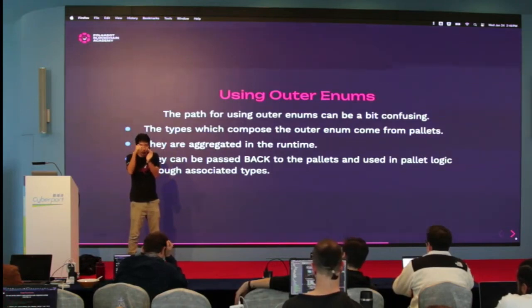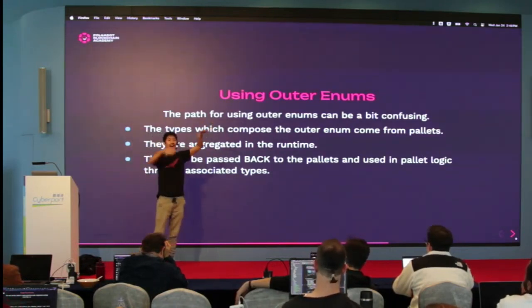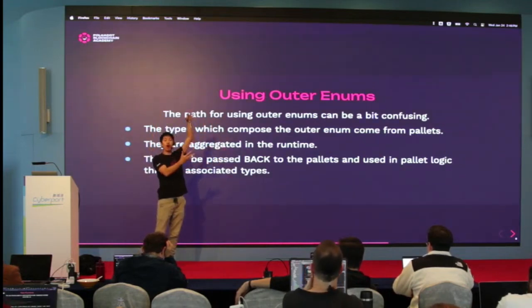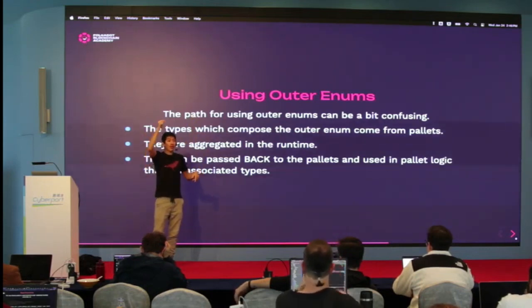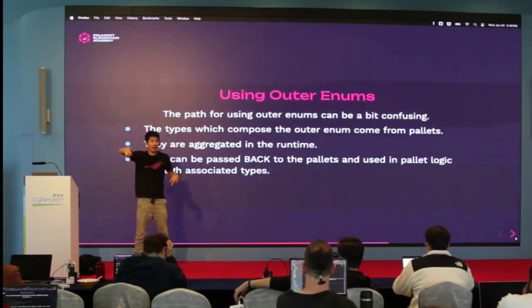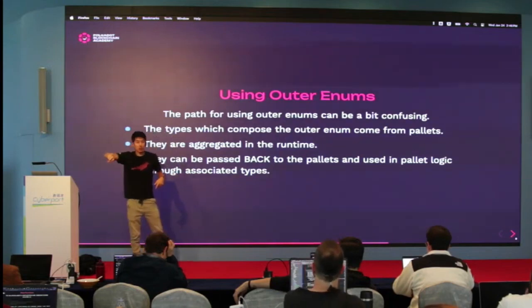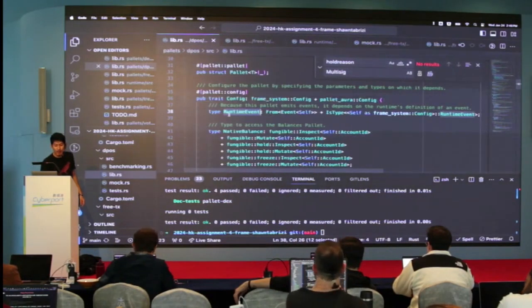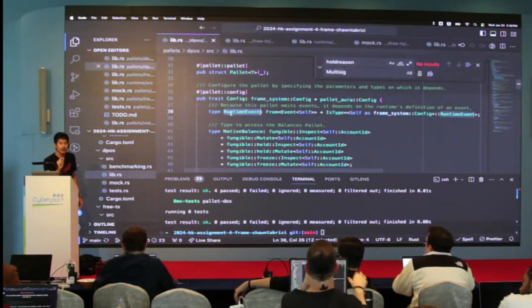That palette only knows about its events. Somewhere in the runtime, we aggregate all of the events. So now there's events from all the palettes. But if you remember, we've already actually included the runtime event back into the individual palette. That's what's happening here. Let's go back to here real quick. This runtime event is the type including all events.